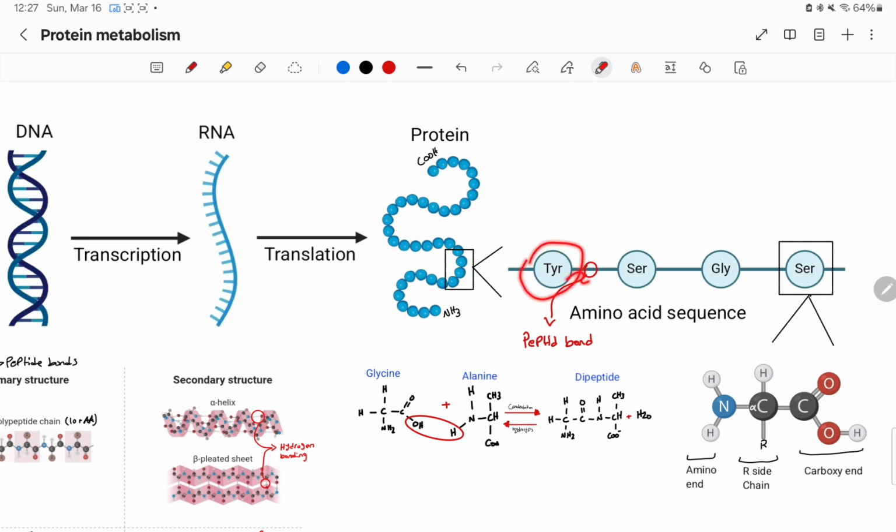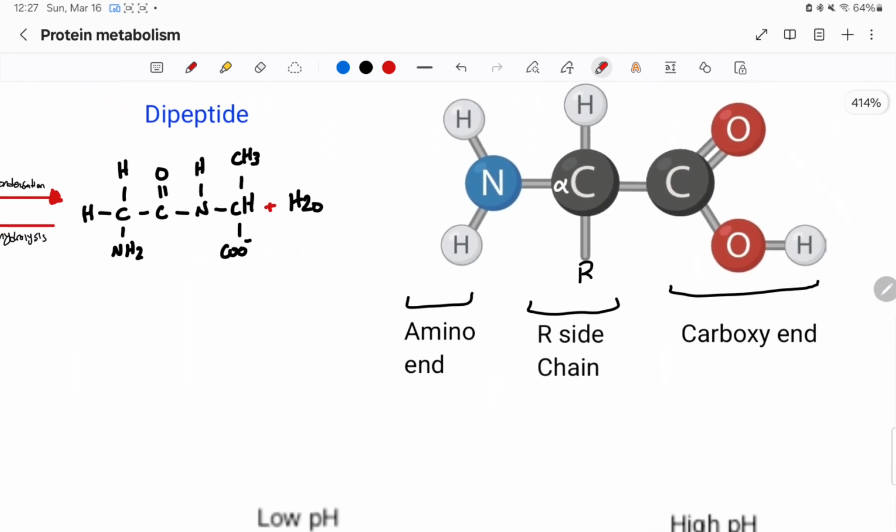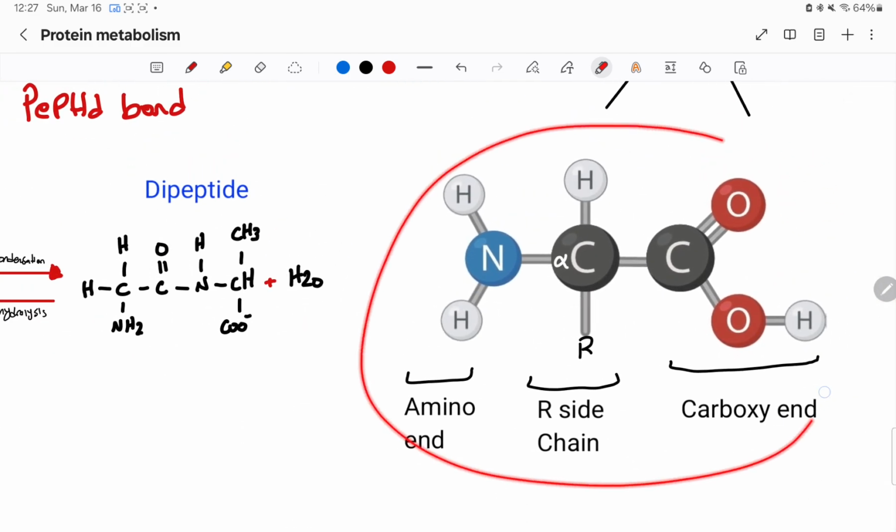It's literally just these little molecules. For example, tyrosine is an amino acid, serine is another one, glycine is another one, okay? And they're literally just strung together. Now, what would they look like? So they look like this, right over here.